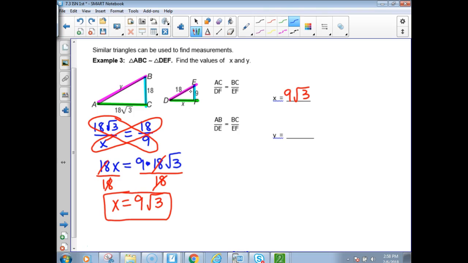All right, let's try the other. We got AB, where the y is to 18, pink sides compared, as BC, 18 is to 9. You always want to use a pair of sides that has numbers on them. I'm going to show you how to do this one without the calculator again. So let's cross multiply, and we'll have 9 times the y, and we'll just write 18 times 18.